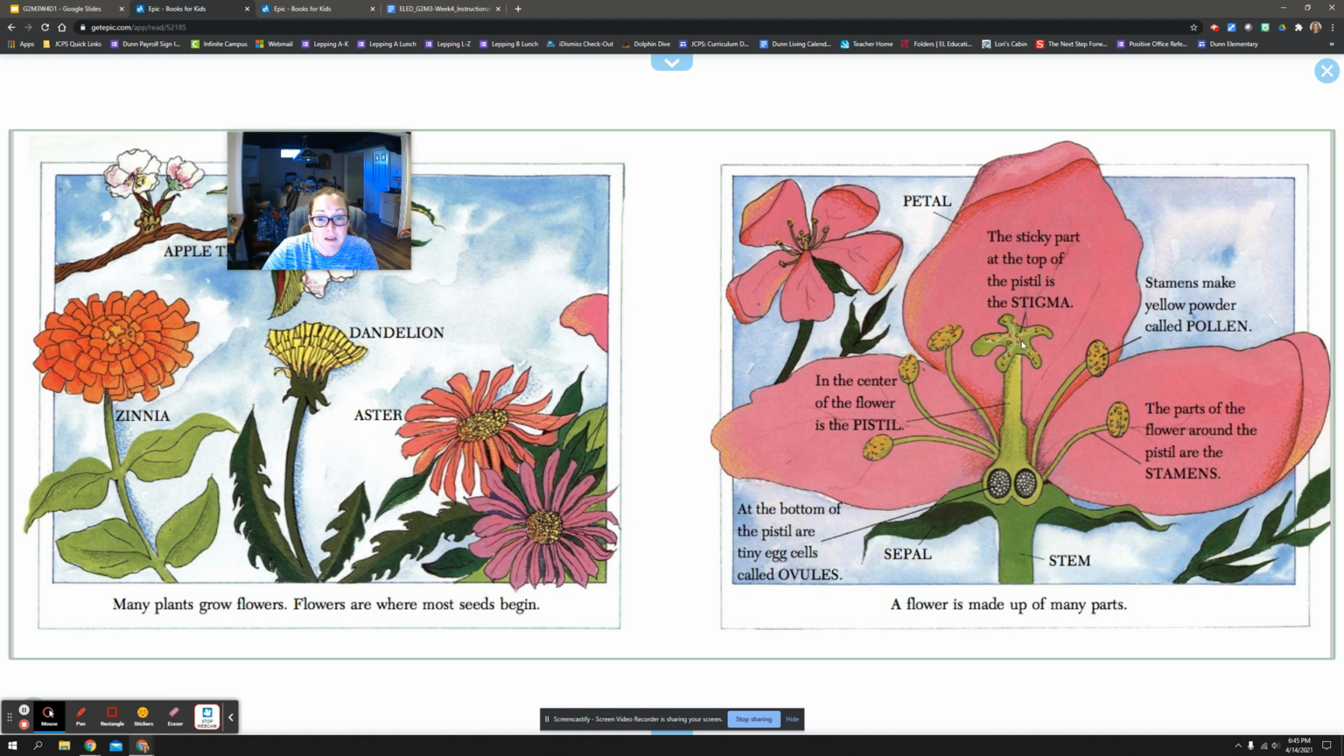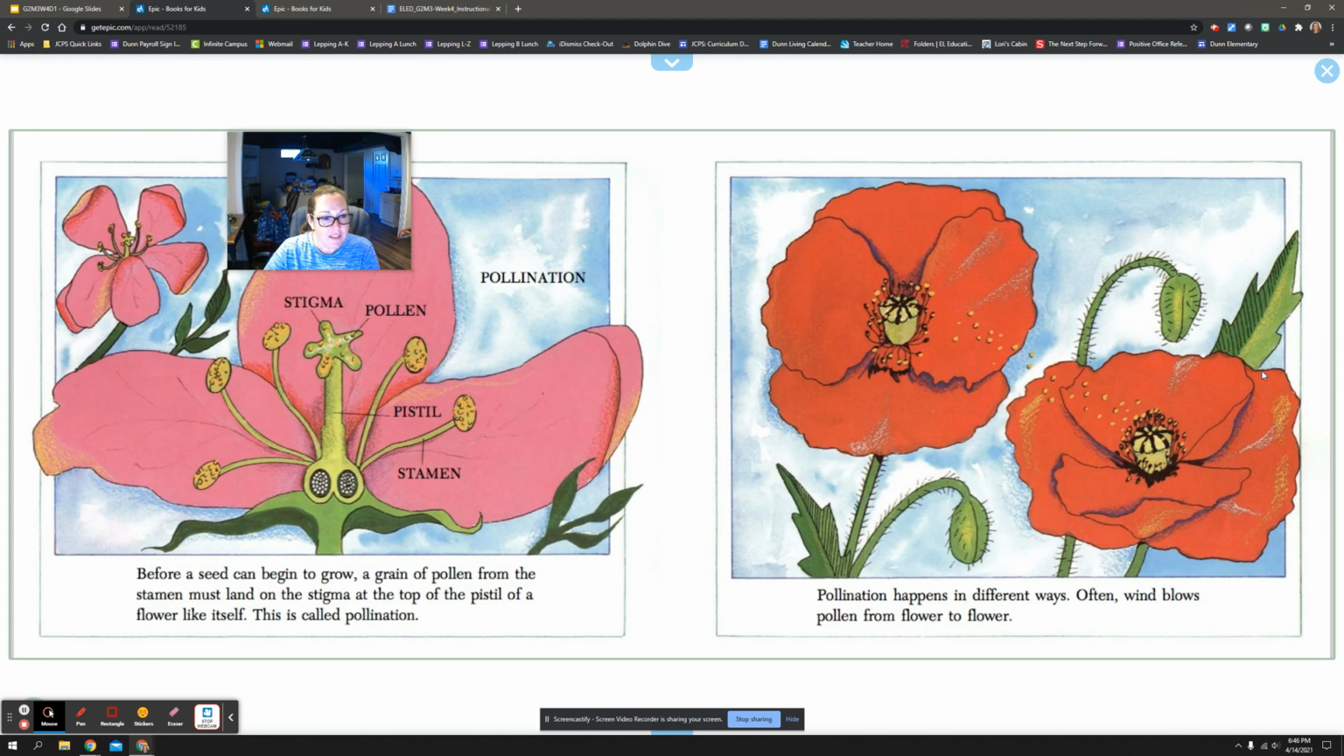Then we have the stigma, and this is actually where the plant receives pollen. So the pollen comes out here, and then when a plant gets pollinated, it has to get some pollen right here on the stigma. And the pollen, of course, is that fine yellow powder made by the flowering plant. So pollination is when a grain of pollen moves from one flower to another flower like itself. But how does it move? That's what we're going to learn about today.